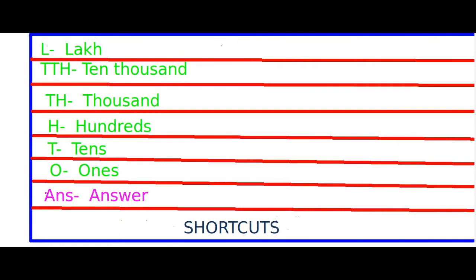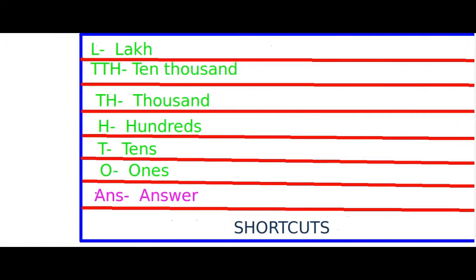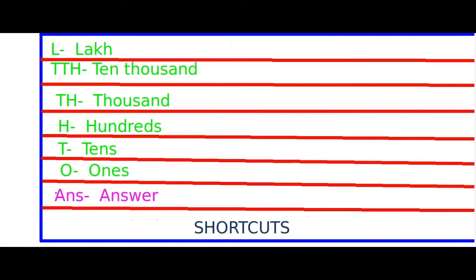These are the shortcuts of the houses which we are using in this episode. L for lakh, T T H for 10,000, T H for 1,000, H for hundreds, T for tens, O for ones, and A and S mean answer. So these are the shortcuts we are going to use for today's video, and you can find these shortcuts at our website.